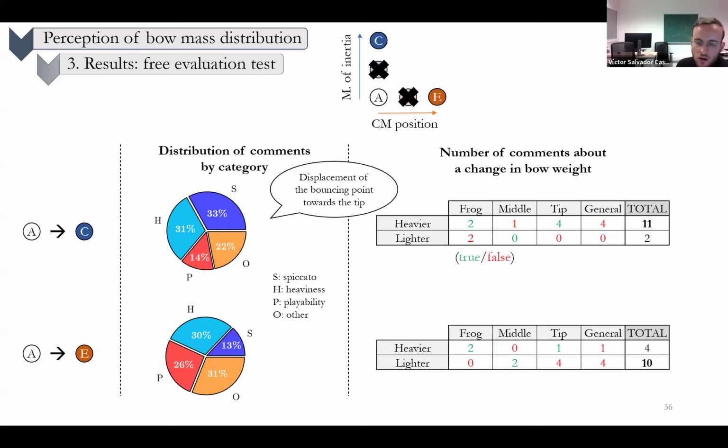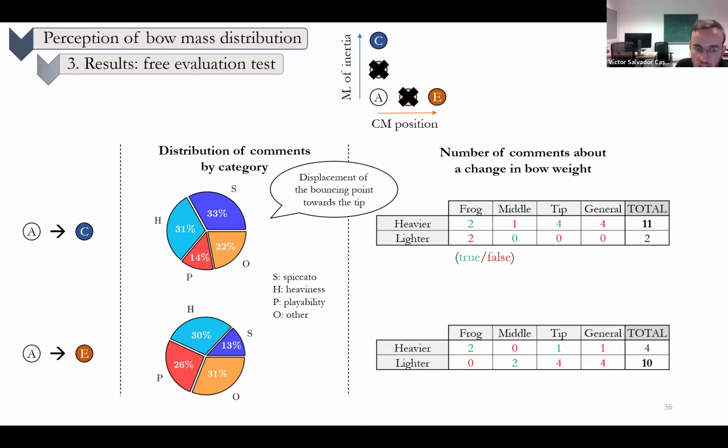Four of them were talking about an increase at the tip. Here I colored it as if it was true or false, meaning that we had 3 spots where we were changing the mass of the bow, and there was an increase in the weight of the frog, and an increase in the weight of the tip when we move from bow A to bow C. But in general, they commented on an increase of the perceived heaviness.